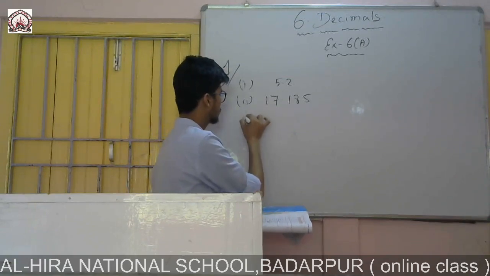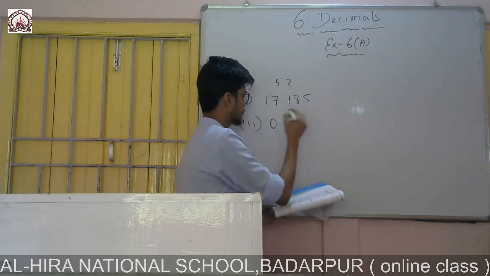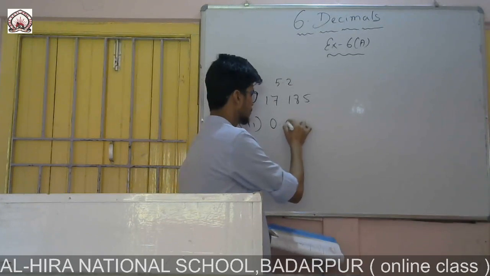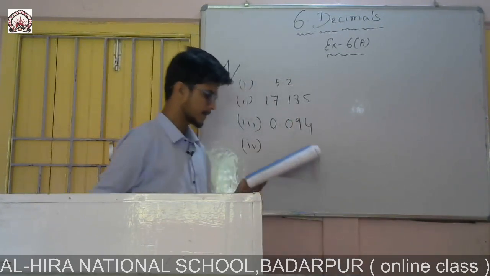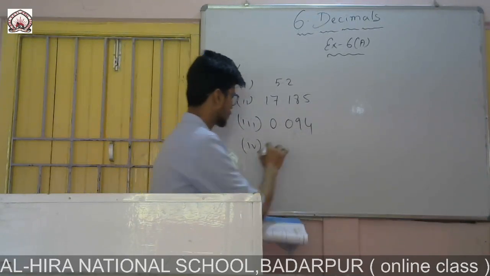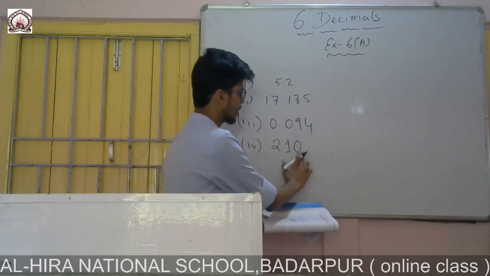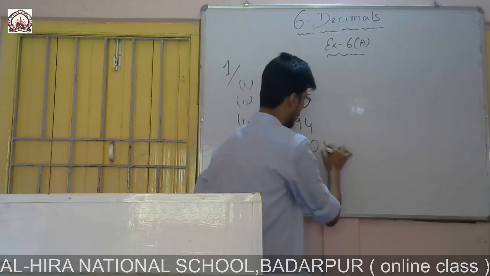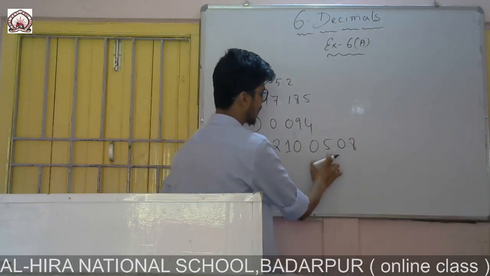Then Roman number 3. First of all, the point comes after 0. Let me give the point. 0.094. Roman number 4, you see it is 210. So first of all I will write 210. After 210, point, then 0508. So it is 210.0508.